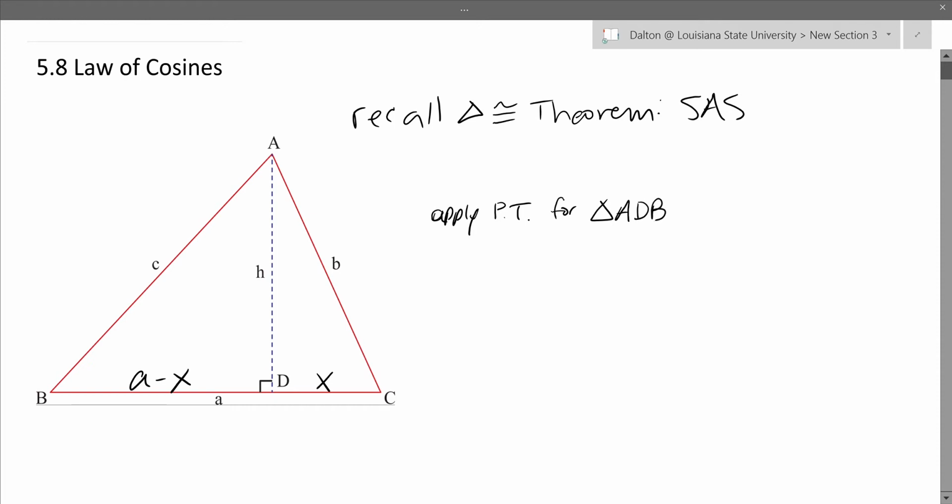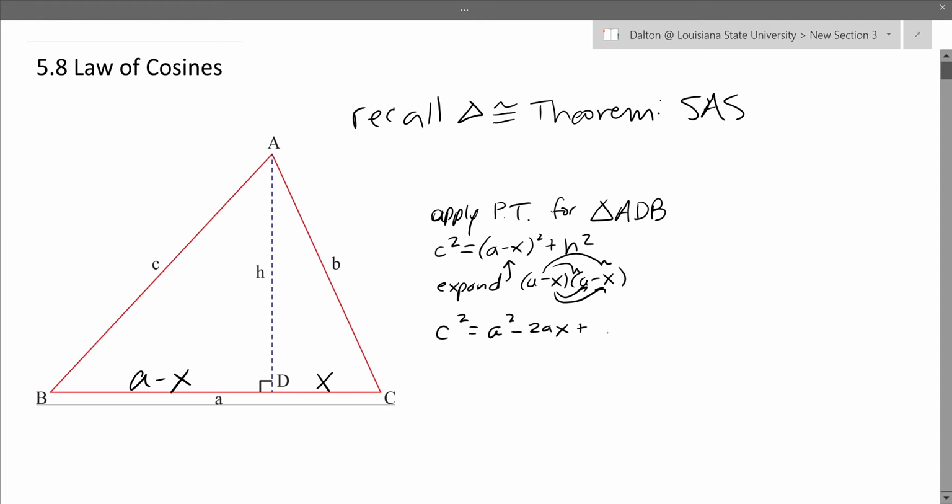And if we do that, I'm going to start off with c squared first. That's going to be c squared is equal to (a minus x) squared plus h squared. And then what I want to do is expand (a minus x) squared, which is technically (a minus x) times (a minus x). And we need to distribute four times, right? So then if we do that, we get c squared is equal to a squared minus 2ax plus x squared, right? Negative x times negative x is plus x squared, plus h squared.